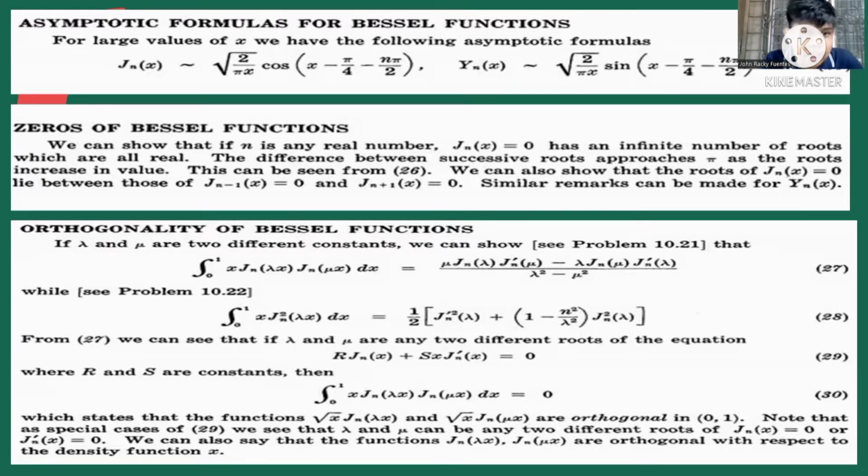Sinasabi dito na makikita daw natin dito na yung n is n real number, tapos yung J sub n daw, meron siyang infinite number of roots, which is yung lahat daw sila is real. Yung may difference sila sa successive root approaches to pi, as the roots increases the value, yung root daw is yung nag-i-increase yung value niya. Makikita natin ito sa ginamit natin ngayon sa asymptotic formulas.